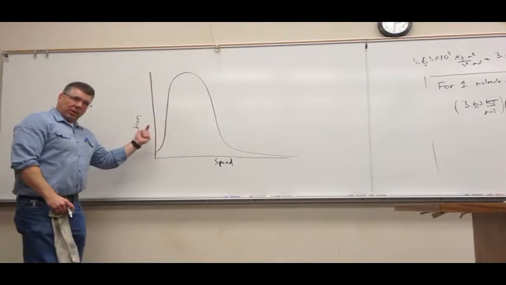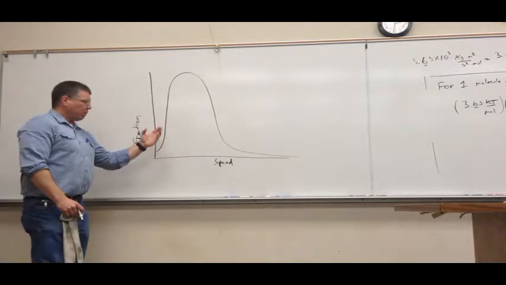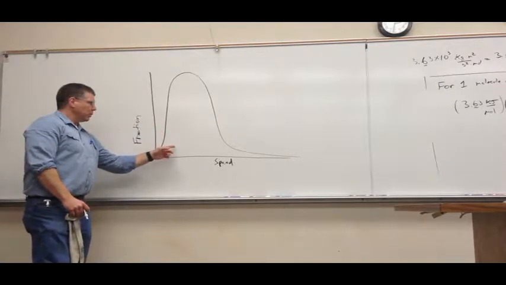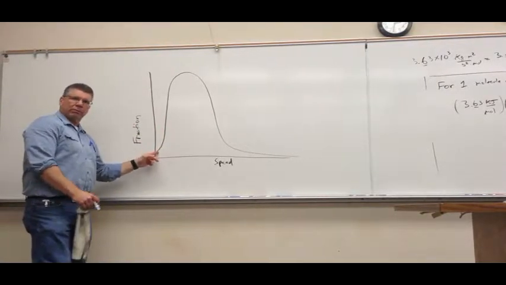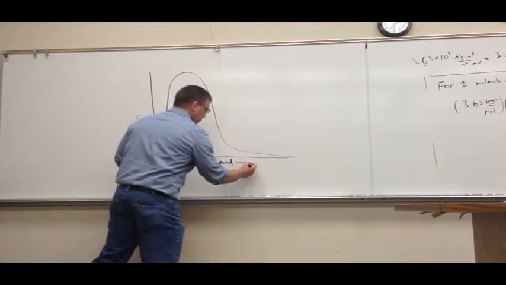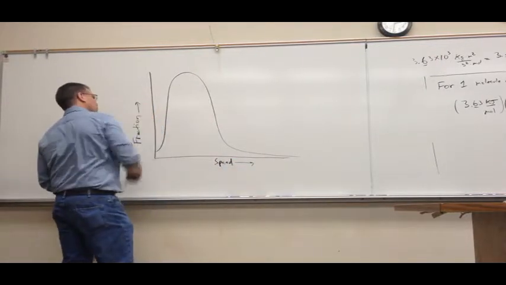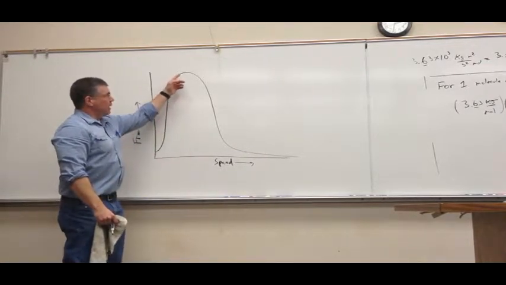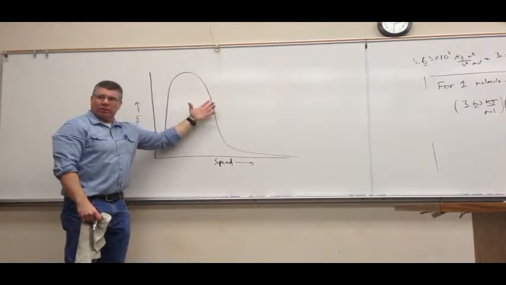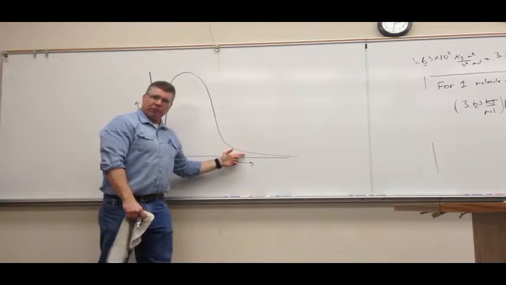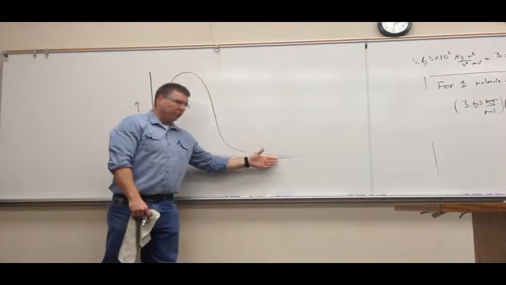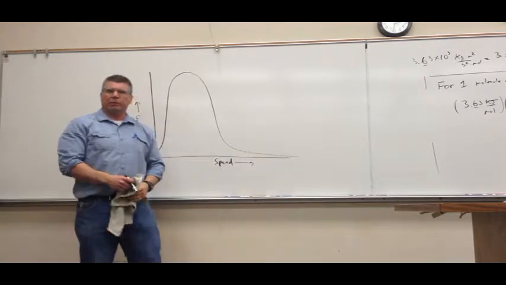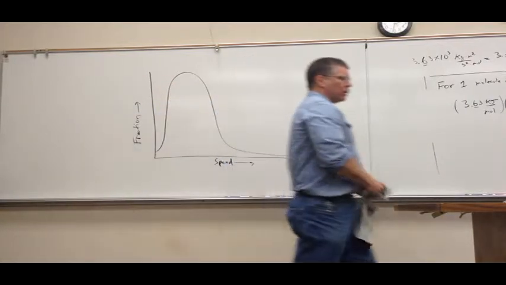And you see that you have this distribution of speeds. Some of the gas particles are moving slower, so it's increasing this way. Some of them are moving this fast. There's a lot of them in here. As you get faster and faster, there's fewer and fewer particles until it goes to zero. So there's a distribution of speeds.